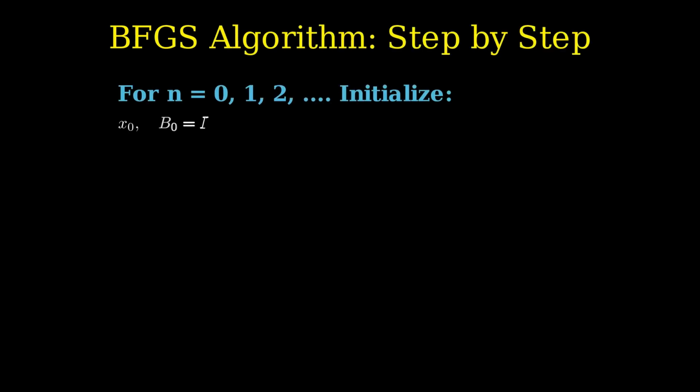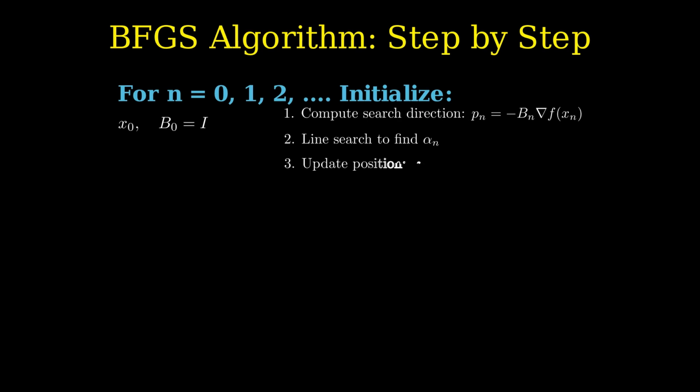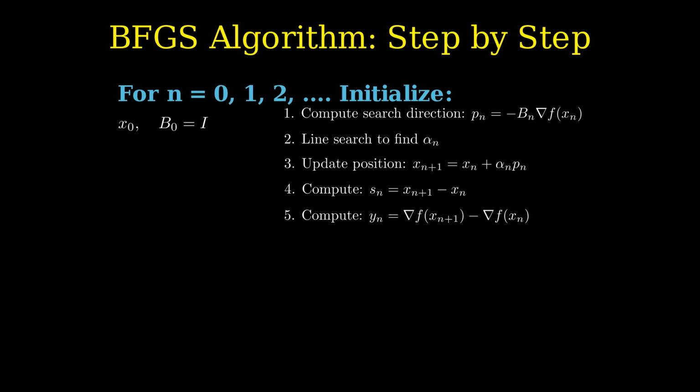Initialize. Start at some point x0, set B0 to the identity matrix, then iterate. Step 1, compute the search direction. That's P sub n equals negative B sub n times the gradient. This is our Newton-like direction. Step 2, do a line search to find the optimal step size alpha sub n. We're not just taking a unit step, we're finding how far to go in direction P.